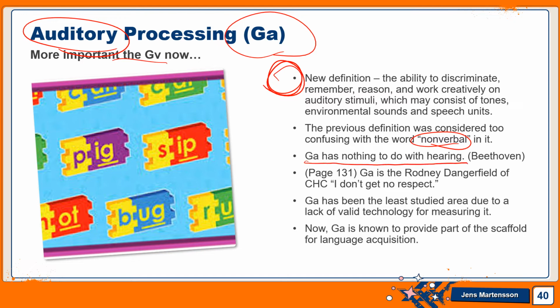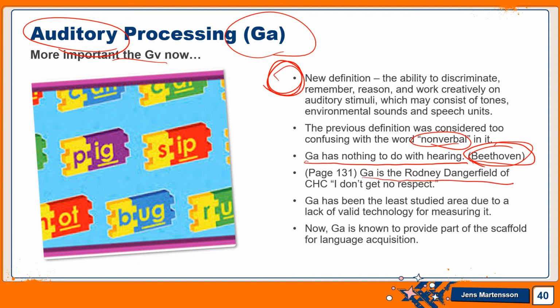GA has nothing to do with hearing, folks. Just like Beethoven went deaf later on and still wrote his Ninth Symphony and all that. GA has to do with the brain, has nothing to do with your ears. Okay, and I've heard diagnosticians explain it that way, which is wrong.